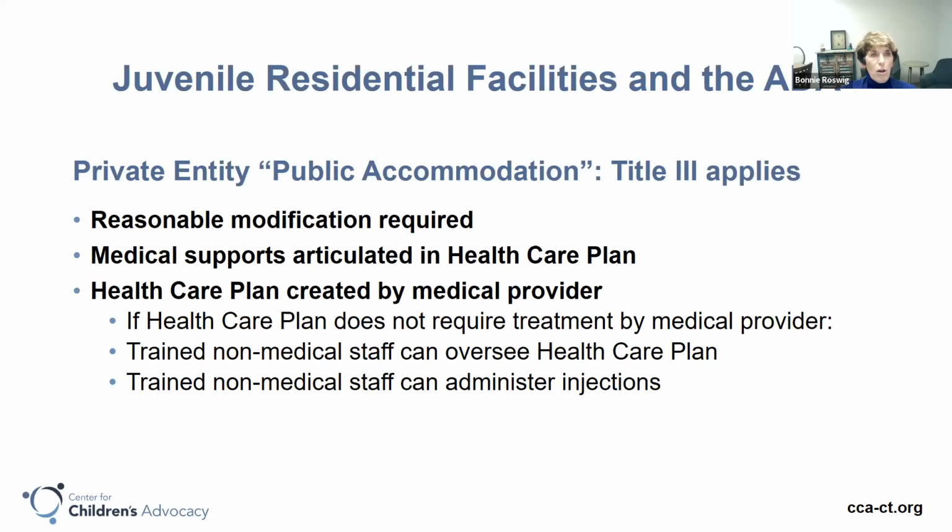For example, the juvenile residential facilities can be private, so they are absolutely required to provide reasonable modifications. Again, the medical supports required are in the healthcare plan, and a conversation with the medical provider, and frankly, the medical provider having the discussion with any entity that is nervous about having this child, about what they need to do and what is required. If the medical provider says that the patient does not require a nurse to, for example, oversee the diabetes treatment, then it's not necessary.